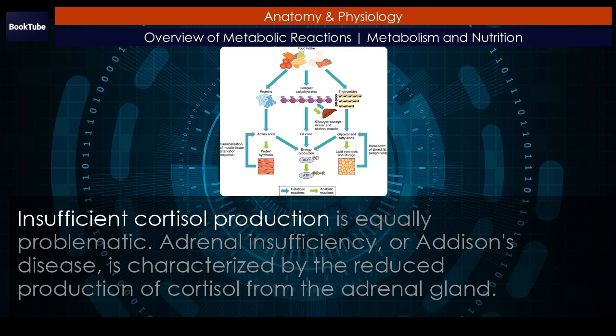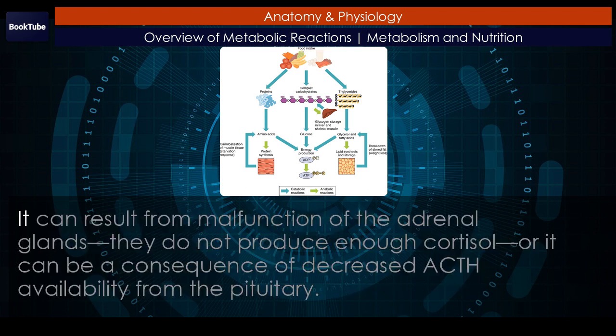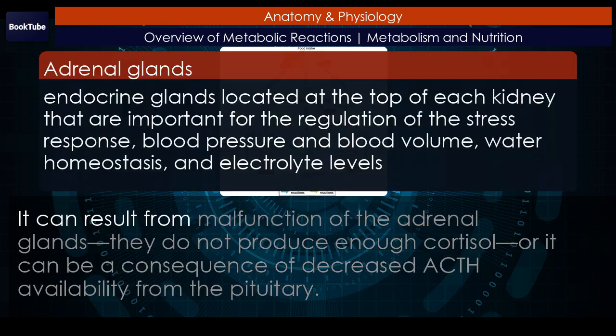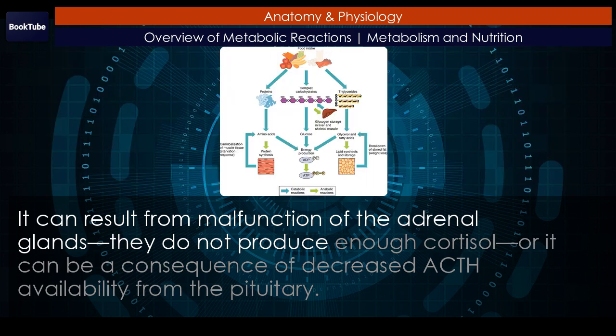Insufficient cortisol production is equally problematic. Adrenal insufficiency, or Addison's disease, is characterized by the reduced production of cortisol from the adrenal gland. It can result from malfunction of the adrenal glands. They do not produce enough cortisol, or it can be a consequence of decreased ACTH availability from the pituitary.